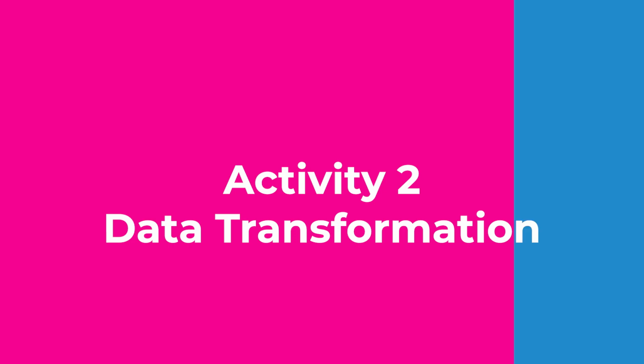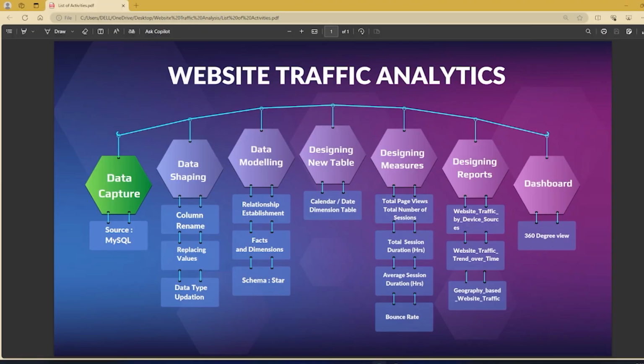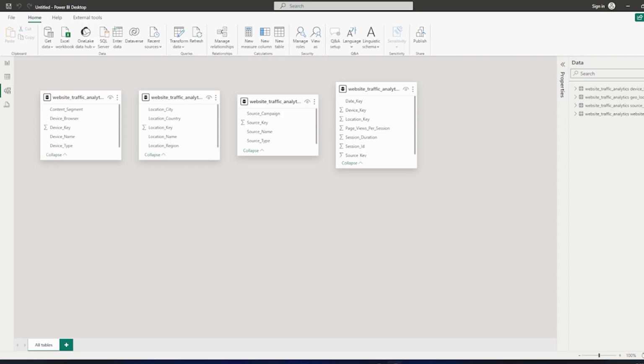In the data shaping, we are going to perform column rename, replace some values, and perform the data type updation. Now to start the data preparation activities, we need to go to the Power Query editor window.